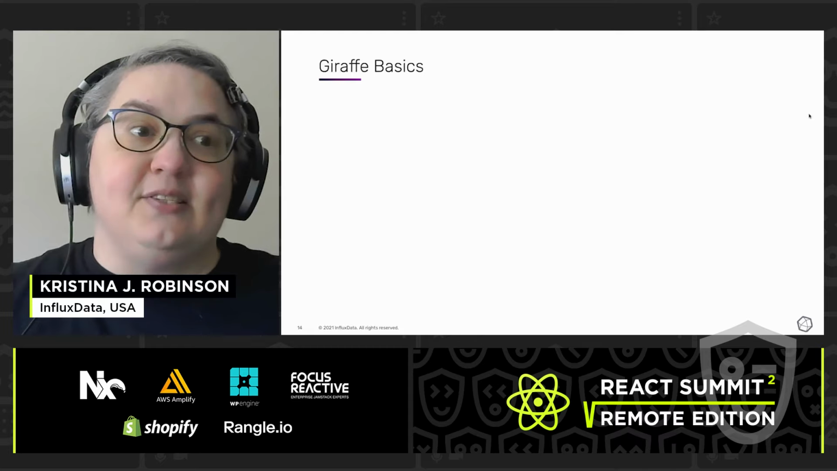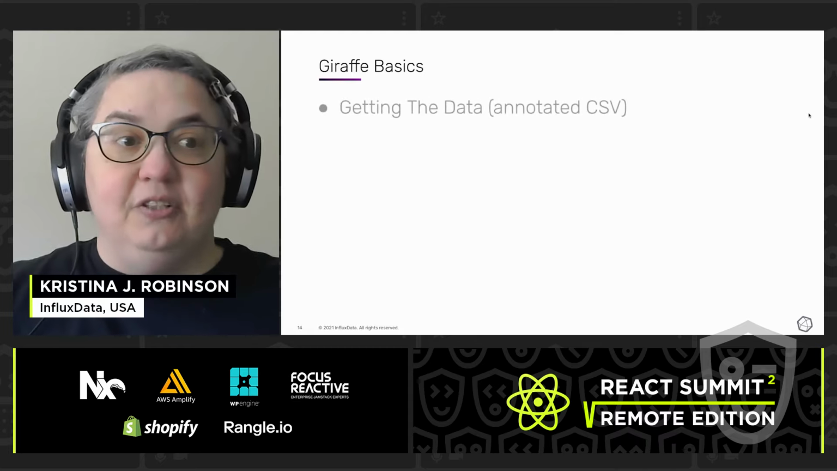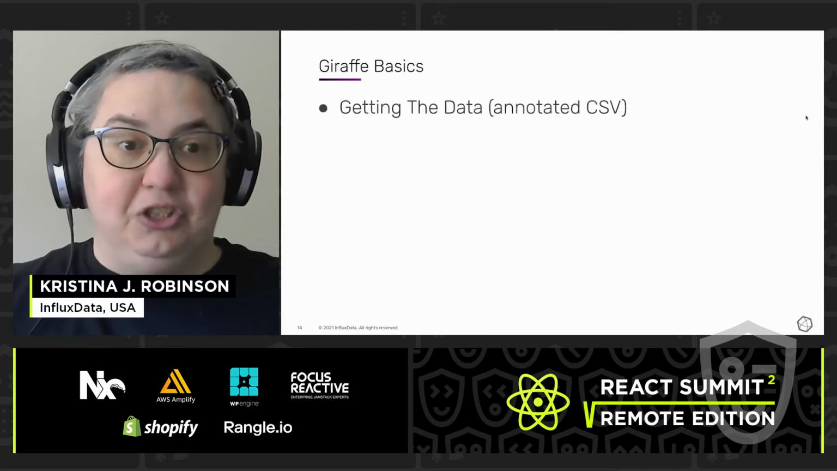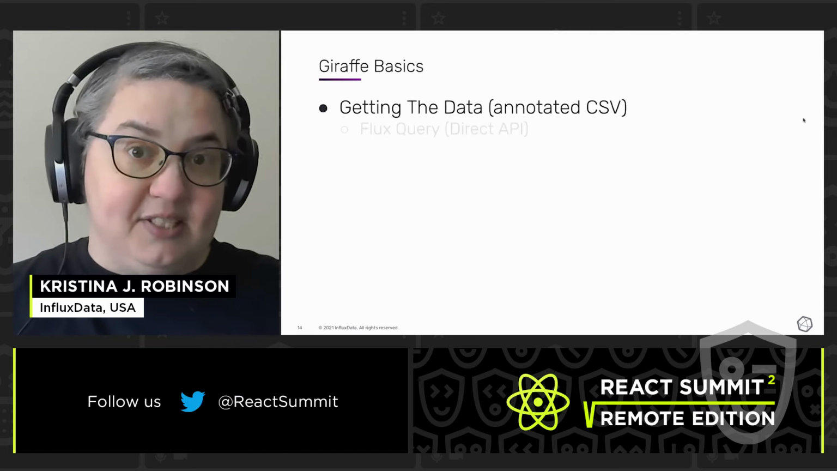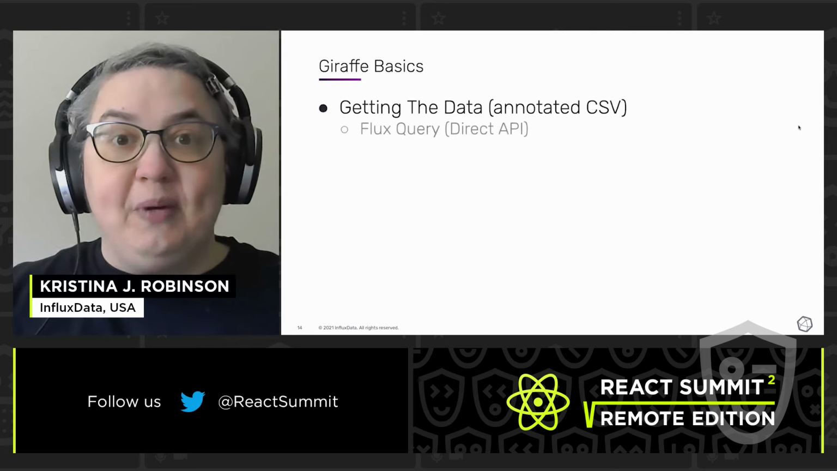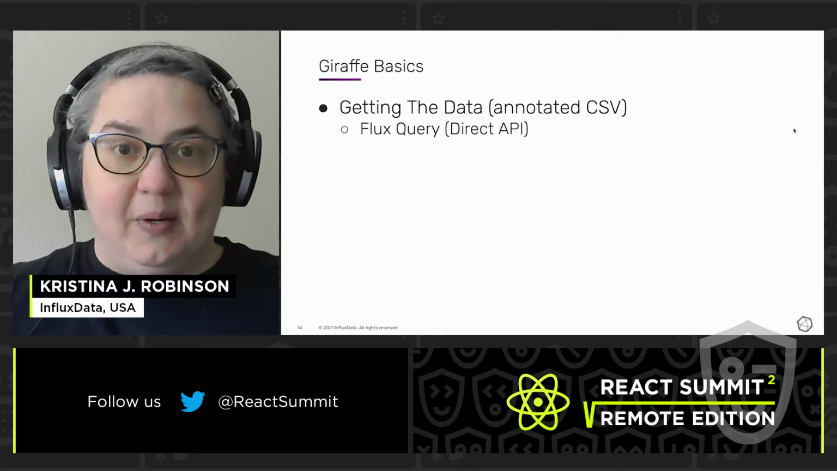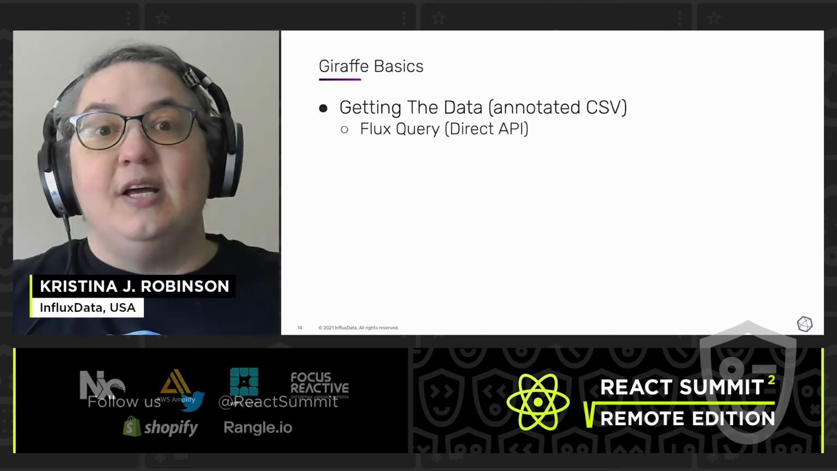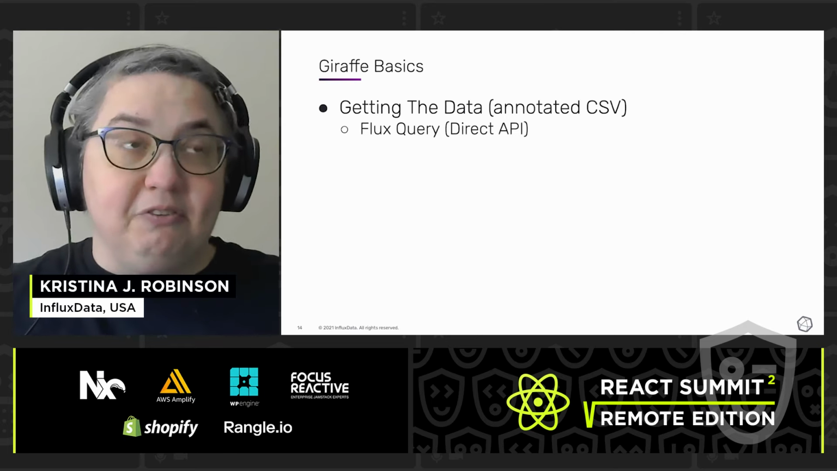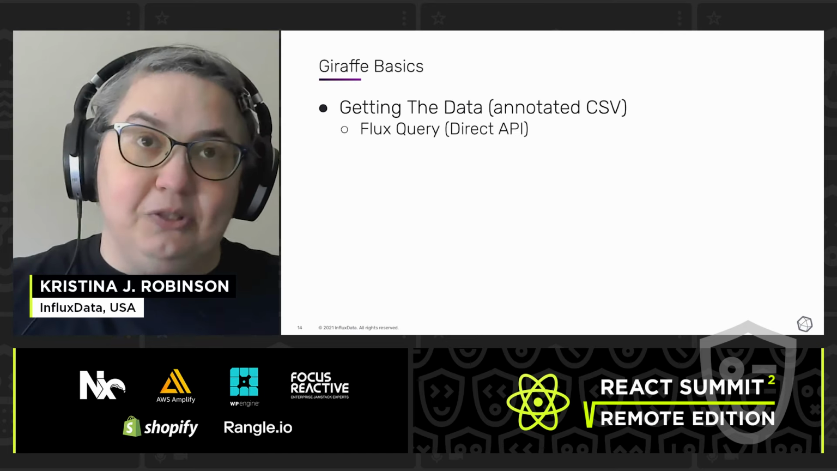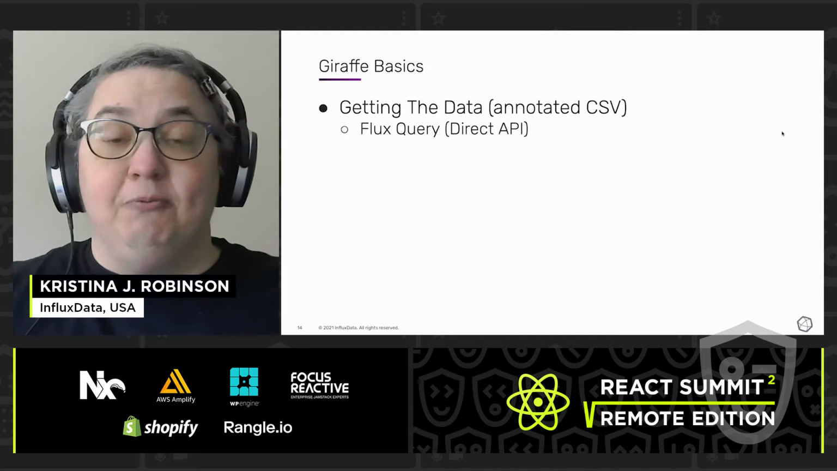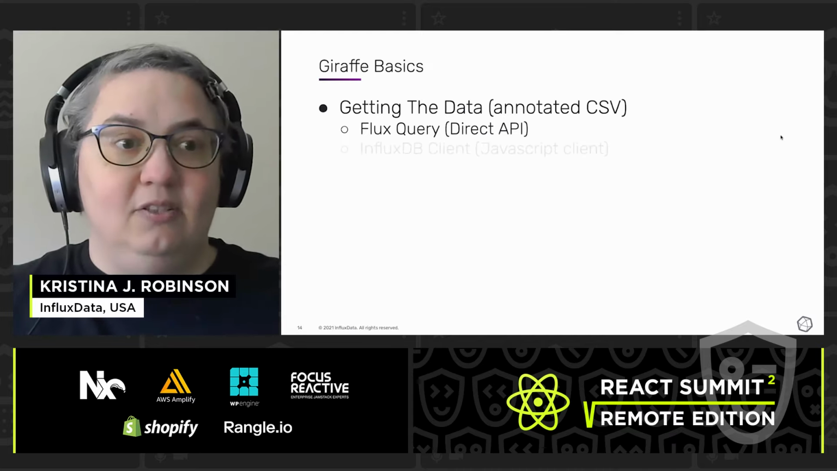Let's take a look at the basics of Giraffe. First of all, you have to get your data into Giraffe. This is annotated CSV, as I mentioned earlier. There's two ways of getting that in. The first is by using what's called a Flux query. You basically will use the REST API in whatever language you like, because we have over 200 libraries, and you can write your Flux and get the data back.